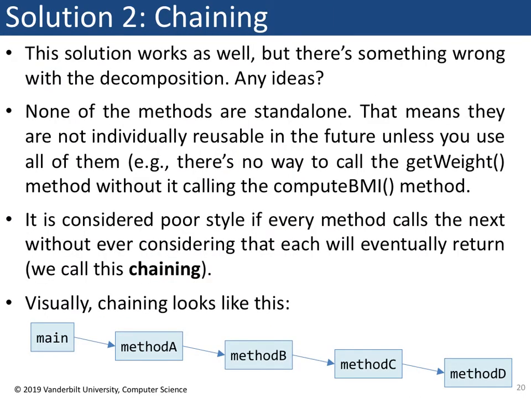So as we said, when they decomposed the problem, they may have had a good idea, but their execution of the decomposition was poor because none of the methods are standalone. So this chaining of methods is considered poor style, and usually arises when someone doesn't quite understand how to use methods to decompose a problem into its elemental pieces, into the standalone pieces. So if you notice, you can kind of visualize chaining like this. We called main, then we called person, then we called getWeight, and then we were calling calculate BMI, then we were going to have to display it. So this is why we describe this solution as chaining methods together.